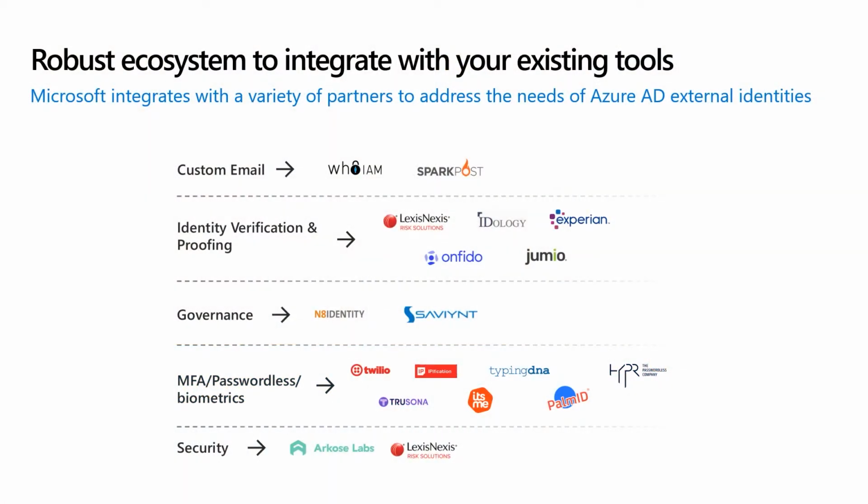So, understanding the importance of alliances, we have built an ecosystem of third-party ISVs. Currently, we are focusing on these 5 core areas. 1. Enabling custom email provider for every customer. 2. Enabling ID verification, liveness detection, and fraud detection through our ID proofing partners. 3. Bringing governance to Azure AD B2C. 4. Expanding our options for first and second factor authentication. 5. Last but not least, improving security functionality by adding additional protection against bot attacks, account takeover, and fraud.